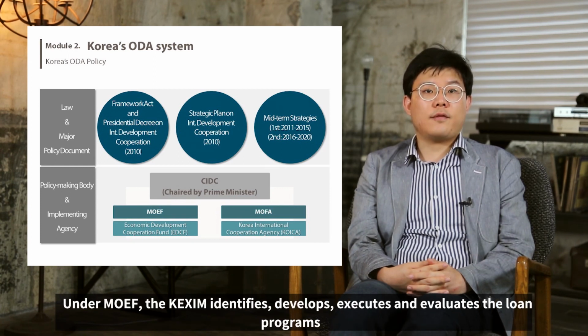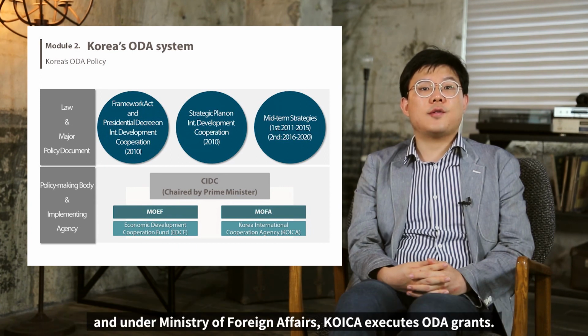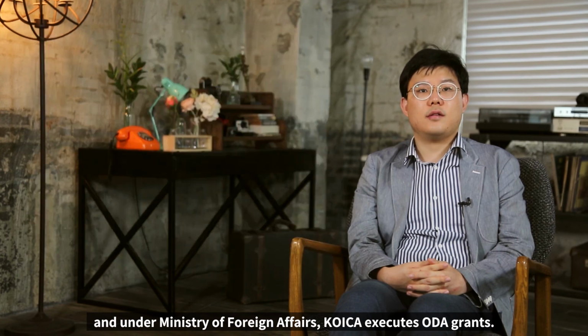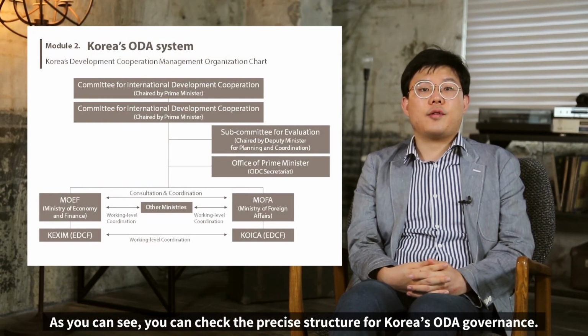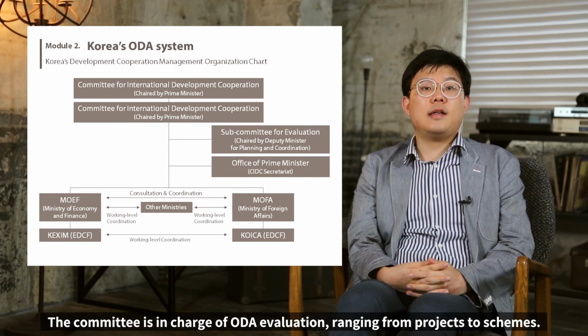Under MOEF, the KEXIM identifies, develops, executes, and evaluates the loan programs, and under Ministry of Foreign Affairs, KOICA executes ODA grants. As you can see, you can check the precise structure for Korea's ODA governance. Additionally, you can see Subcommittee for Evaluation, the entity chaired by Deputy Minister for Planning and Coordination. The committee is in charge of ODA evaluation, ranging from projects to schemes.